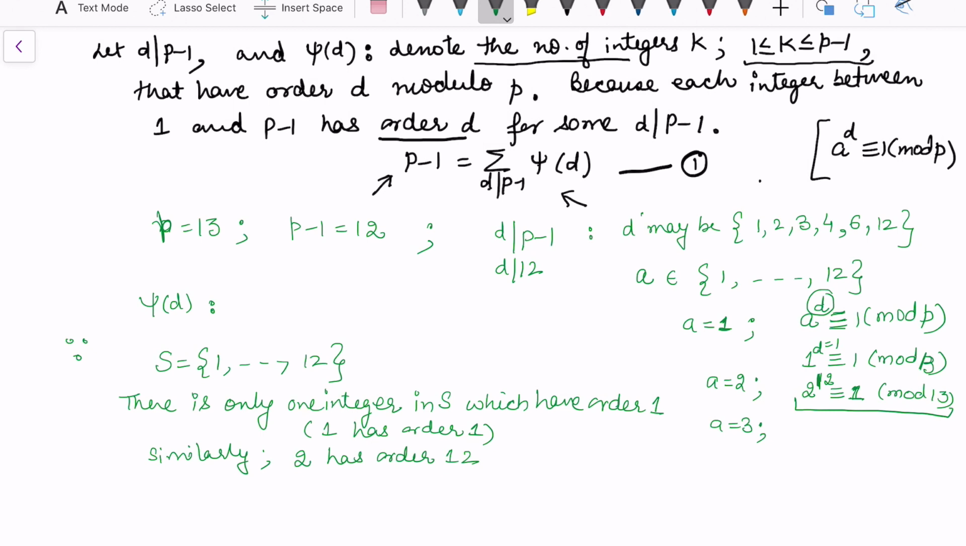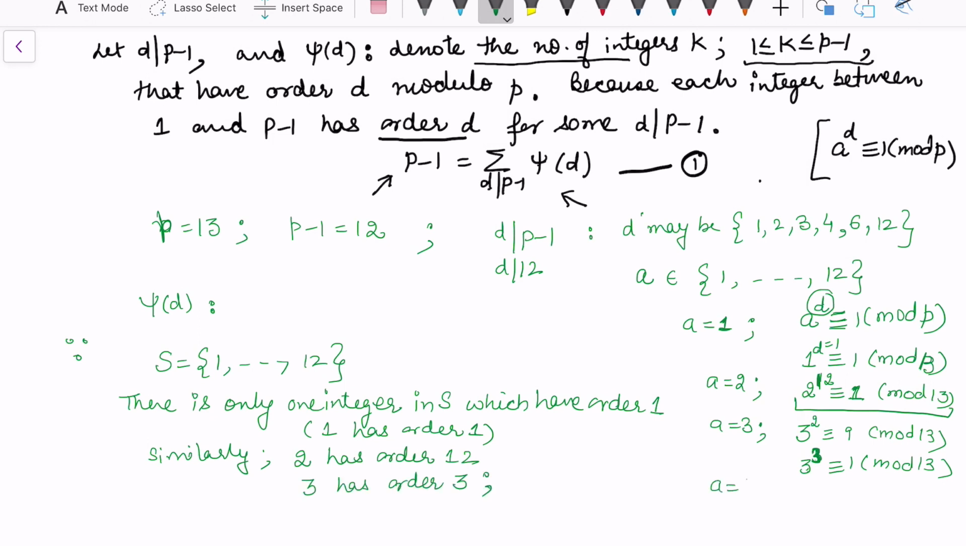Then we will look for A is equal to 3. What is the order of 3? 3 to the power 1 is congruent to 3. 3 to the power 2 is 9, congruent to 9 modulo 13. 3 to the power 3 is 27, and 27 is congruent to 1 modulo 13. That means 3 has order 3. It is not a primitive root. What we are talking about is the definition of the order.